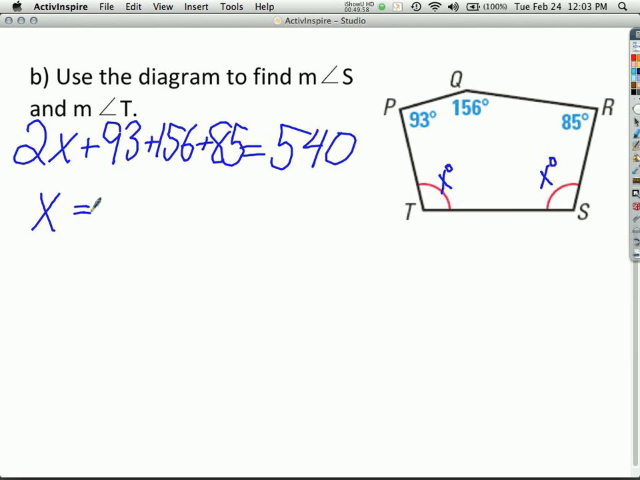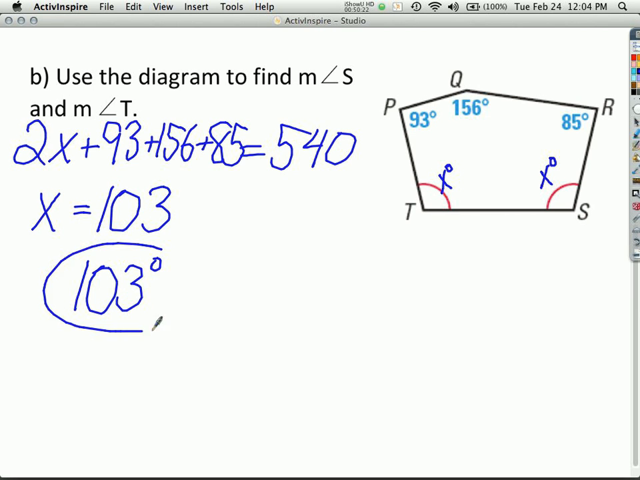So what does x come out to? What is x? Shelby? Can't hear you at all. Use the loud voice. 103? Okay, so 103, and so we're asked for the measure of angle S and the measure of angle T. They are both 103 degrees.